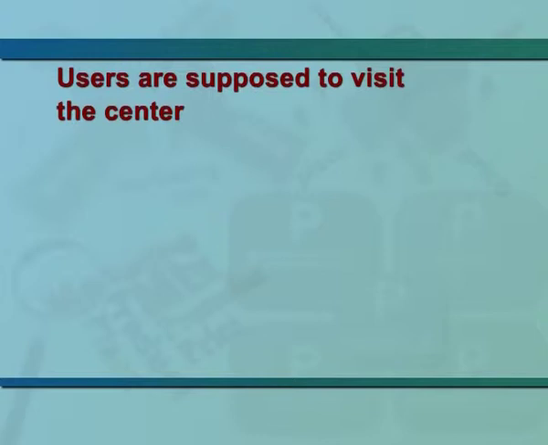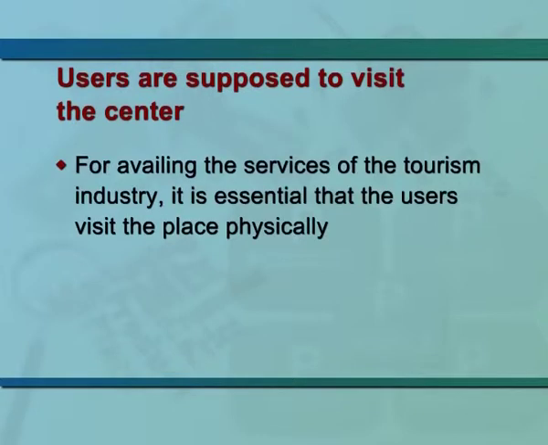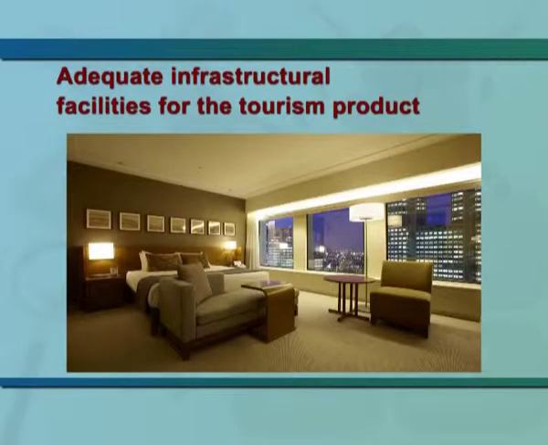The fifth point, users are supposed to visit the centers. For availing the services of the tourism industry, it is essential that the users, that are tourists, visit the place physically. The users are supposed to come all the way to the spot. This necessitates setting of product features in the right way. Adequate infrastructure facilities for the tourism product.